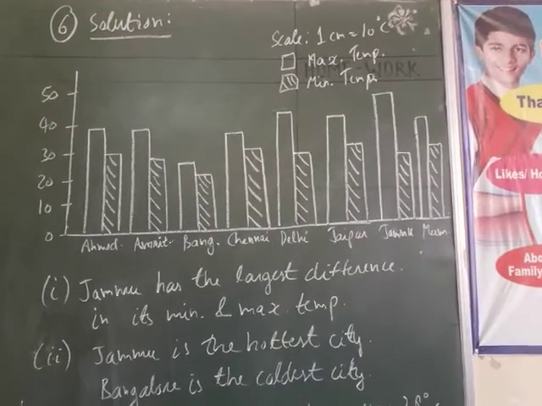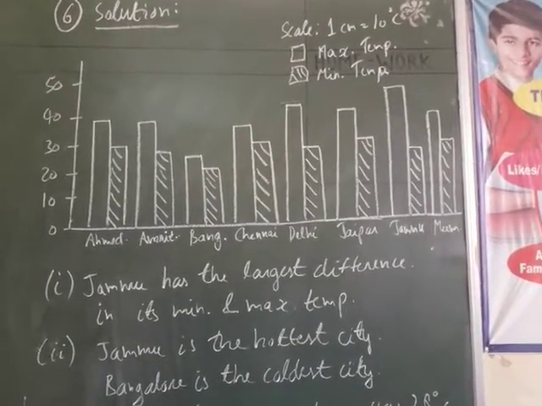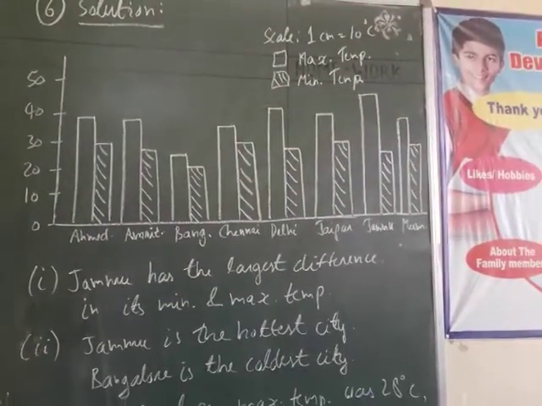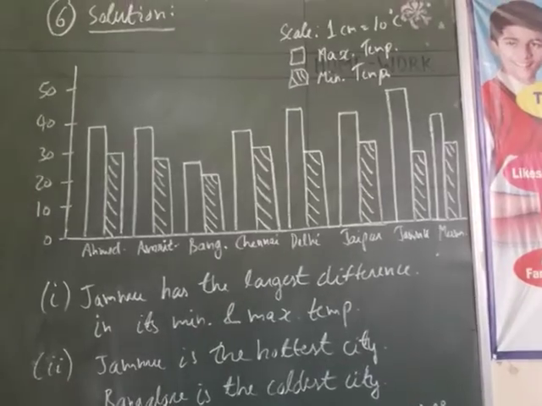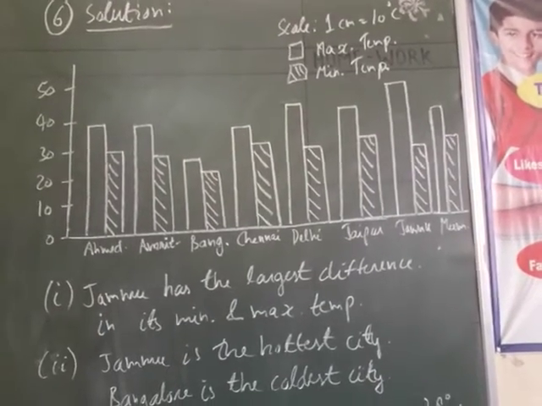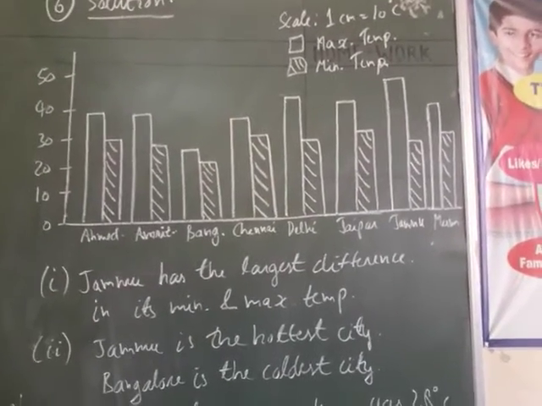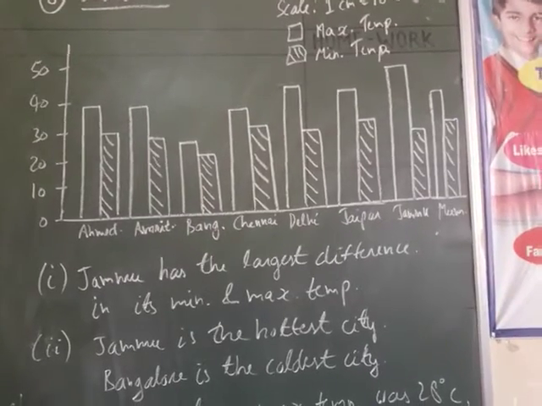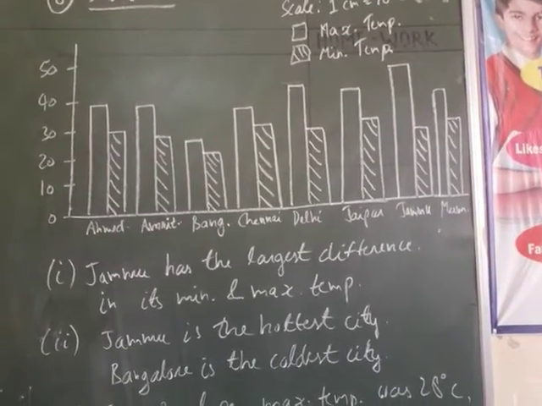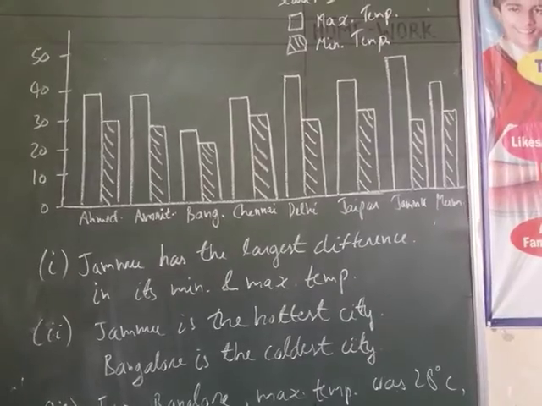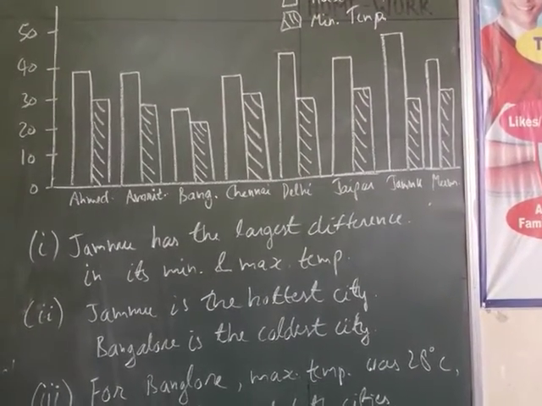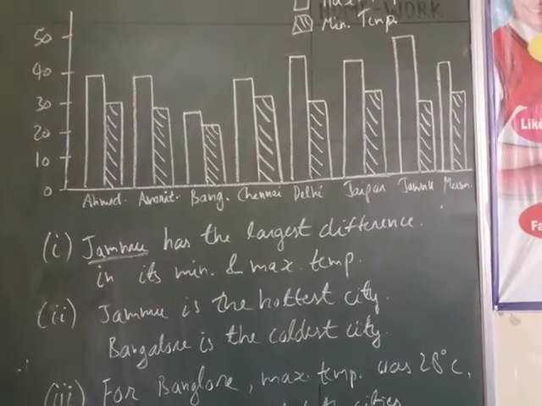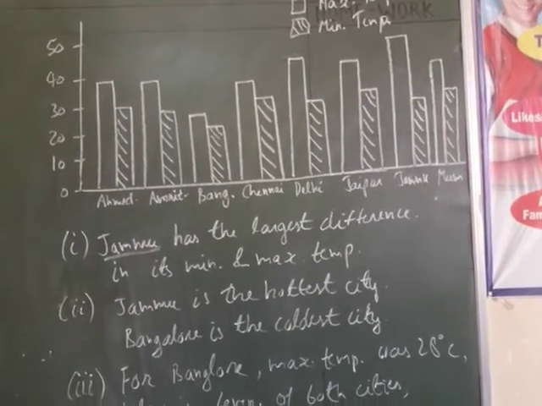You will choose a scale of 1 centimeter equal to 10 degrees Celsius. The blank portion I have used to represent maximum temperature and the lined portion to represent minimum temperature. So we will plot the graph on graph paper. Then on the basis of that you have to answer the following questions. First part, which city has the largest difference between the minimum and maximum temperature on the given date? You will observe from the graph that Jammu has the largest difference.